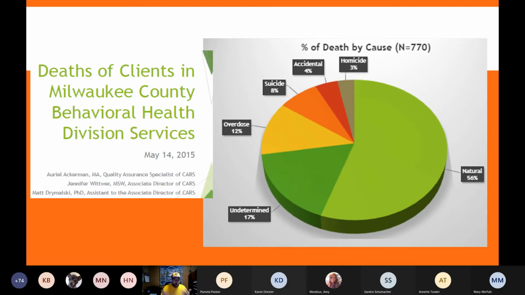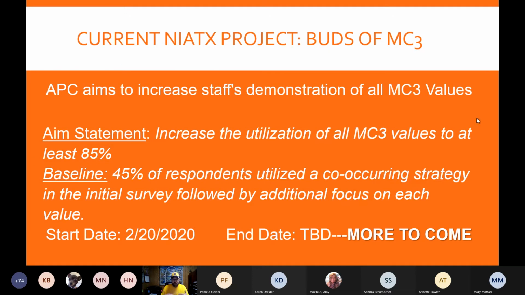We're now working on a new project called Buds of MC3, which came as an offshoot of a previous one that we did of MC3. What we're doing is looking at expanding the knowledge base of staff to be able to identify the demonstration of the values in the workplace. Our hope is that we can carry this forward not only into our agency, but also, as Pam was talking about before, the larger goal of extending it into the community as a whole.